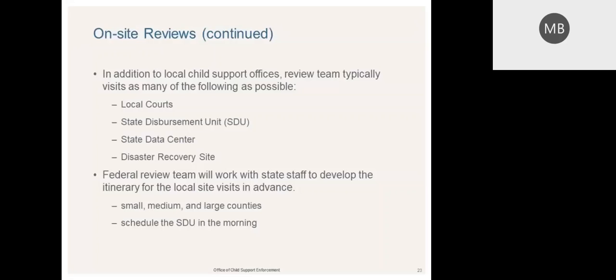Normally, OCSE visits small, medium, and in some cases more populous large counties. The SDU review should be scheduled in the morning for the OCSE team to see the entire processing of payments, from mailroom to batch processing to posting.